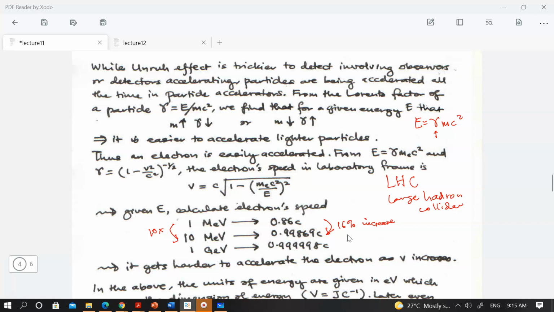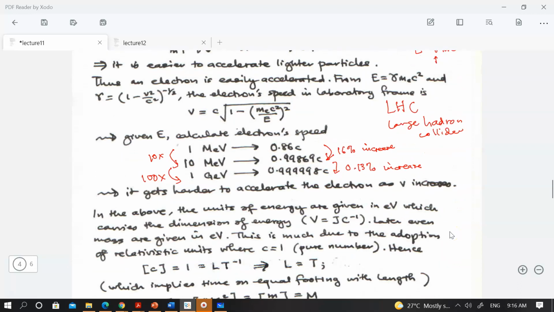And you probably have heard that when you increase the velocity, you find that the relativistic mass becomes bigger, and you can see that's happening over here. So suppose I increase the accelerator supplied energy to 1 GeV, 1 giga electron volt. This is around 100 times. And the speed that you get is only increased by 0.13%. So in other words, as you go higher in speed, it gets more difficult to accelerate the particle. So that's a little bit of particle physics for you.